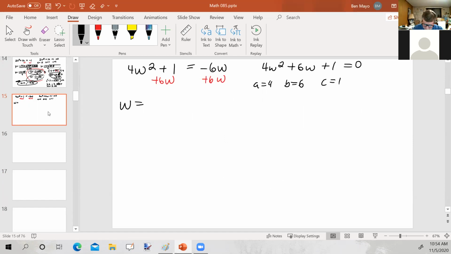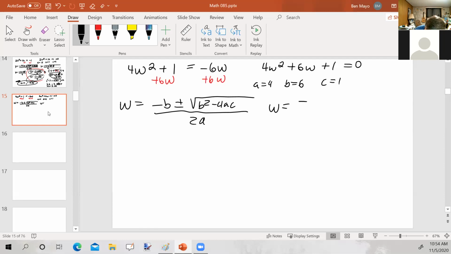Okay, there's even a great song to learn it. It goes like this. -b plus or minus the square root, plus or minus the square root of b squared minus 4ac, b squared minus 4ac all over 2a, all over 2a. Thank you. Thank you. I know what you're thinking. Keep my day job.